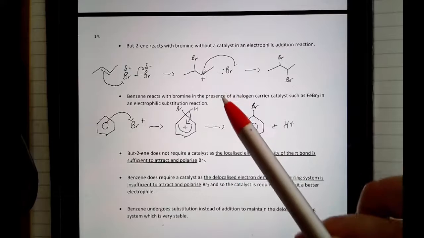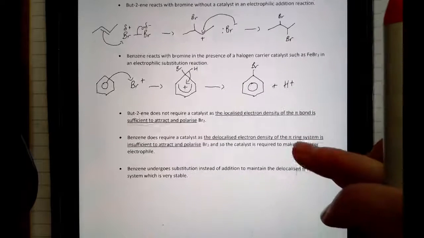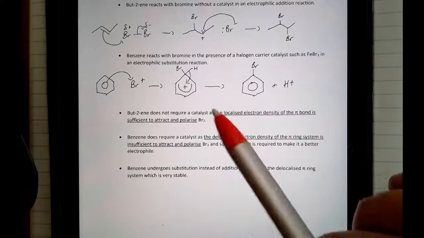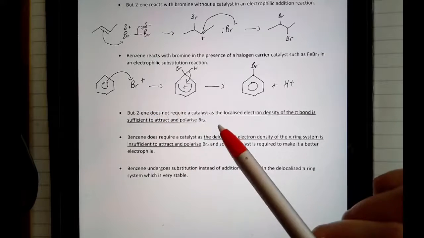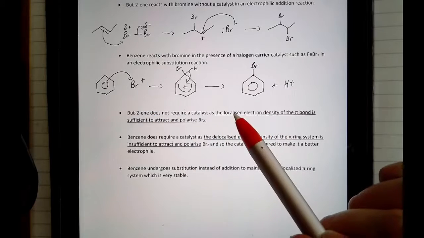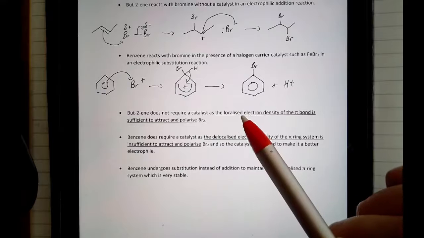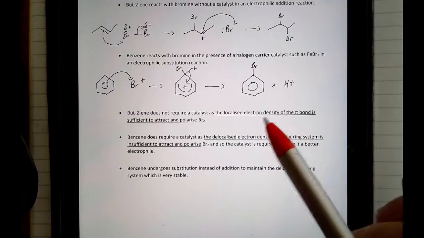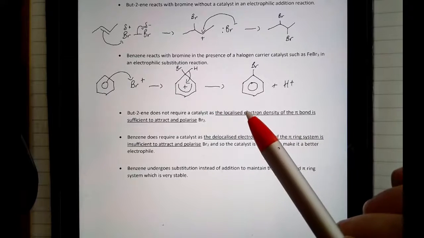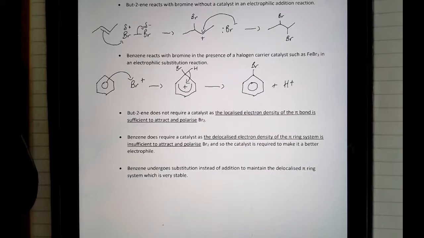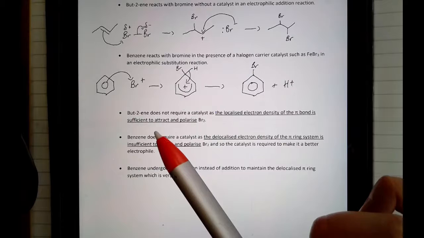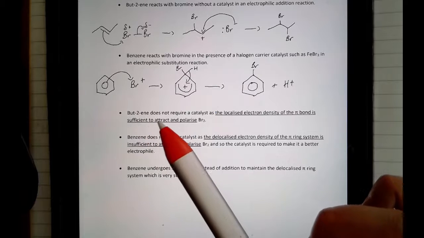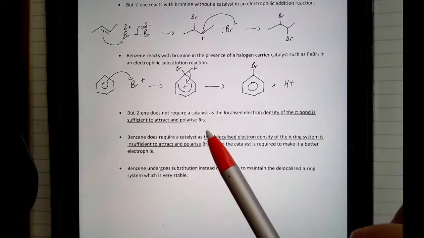So it doesn't need a catalyst, it is more reactive. You're asked about why, and there's specific things that you need to say, and this is straight from the specification. The reason alkenes are more reactive is because the electron density is localized. That's how you should describe it. So the electron density of the pi bond is localized. Because it's localized, because you've got the electrons in a smaller area, you've got this area of high negative charge, and that is sufficient to attract and polarize your electrophile.